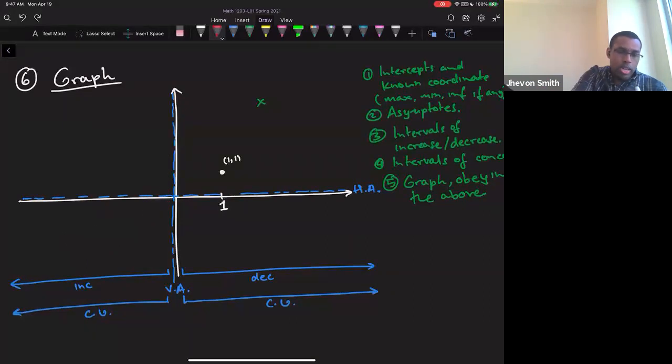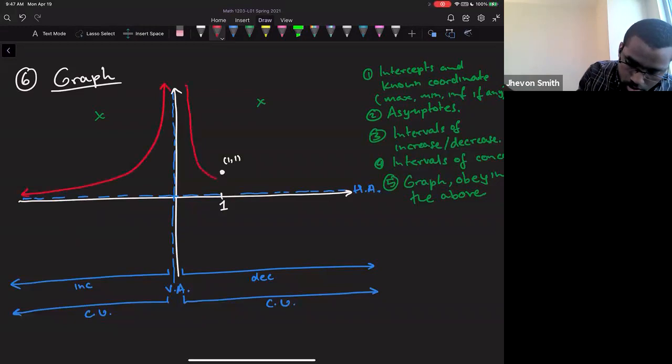So the graph must be on top. So the graph has to be above here. And it must look like this, by the way. So it's obeying the vertical asymptote and the horizontal asymptote. It has no intercepts. It's concave up everywhere. It's shaped like a smiley face. It is increasing on the left, decreasing on the right. It obeys all the things that I've found.